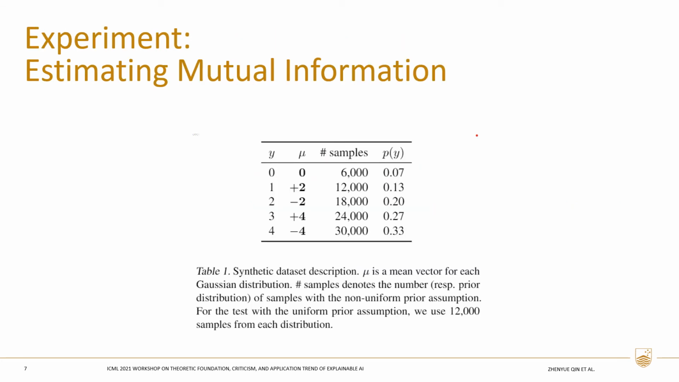Now, we test how accurate can our variational lower bound estimate multi-information. We use two kinds of datasets. One dataset is balanced, the other is imbalanced. For the imbalanced ones, the number of instances for each label is given in the table. The samples come from a mixture of Gaussian model with the different mu and sigma values.